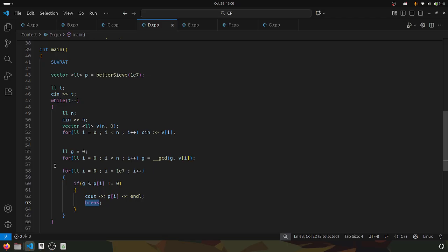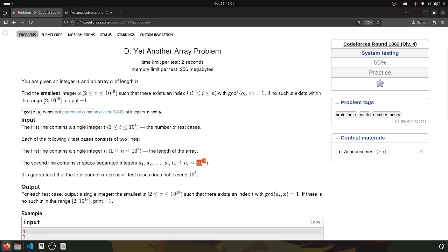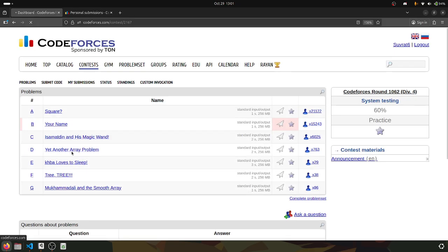So this for loop will run a maximum of 80 times, and obviously the time complexity for each test case would be just O of n only, because this can be considered as constant only. So O of n time complexity with O of 1e7 log n pre-calculation. So that was the solution for problem D. Let's move on to problem E.